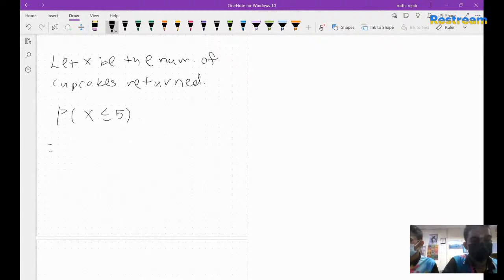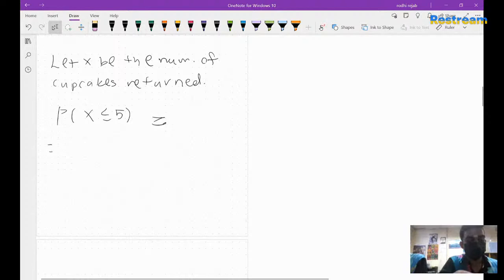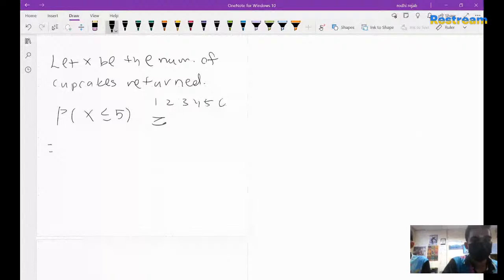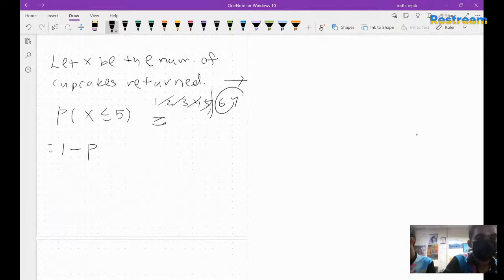So if I want it like this, let's just say 3, 4, 5, 6, 7 cupcakes. Now we want to find all this. So immediately it'll be the same if I do 1 minus P(X more than or equal to 6), right? So that's why I'm saying P(X less than or equal to 5) is the same as 1 minus P(X more than or equal to 6). So now this one we can obtain from the binomial table.